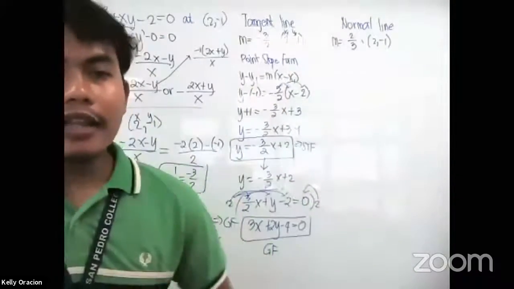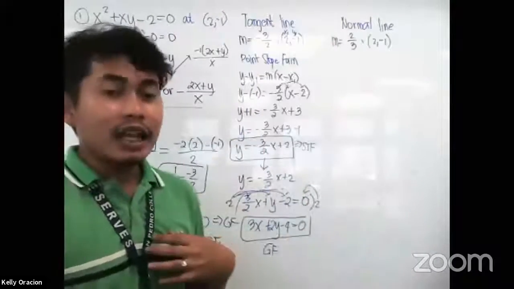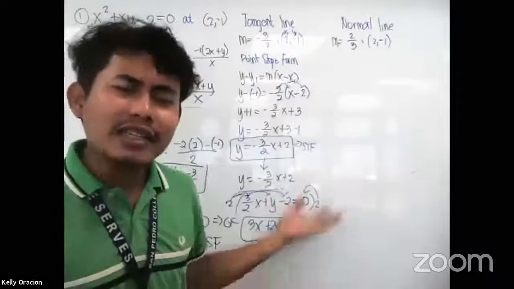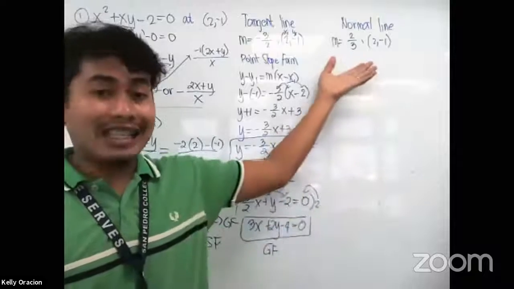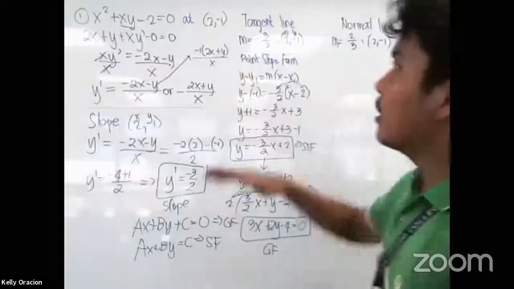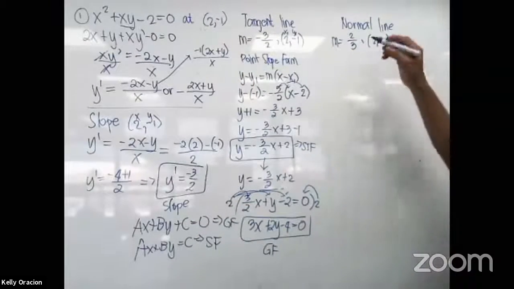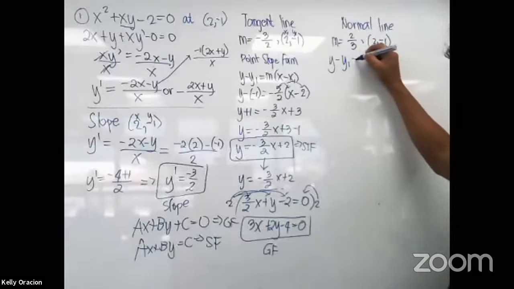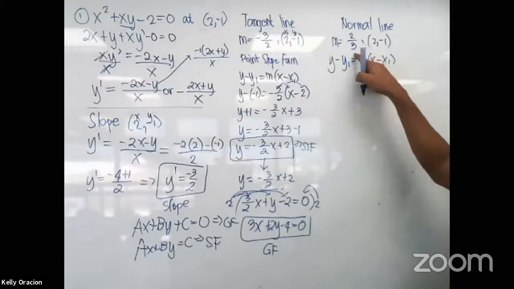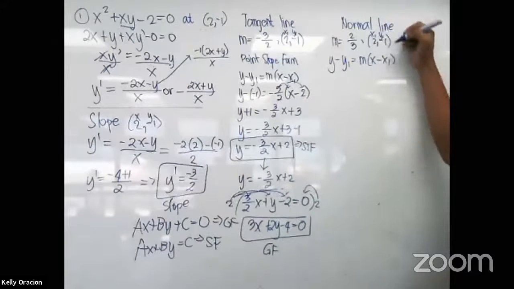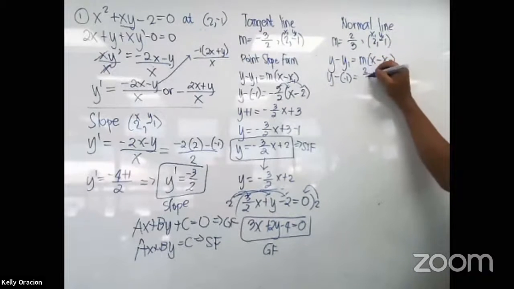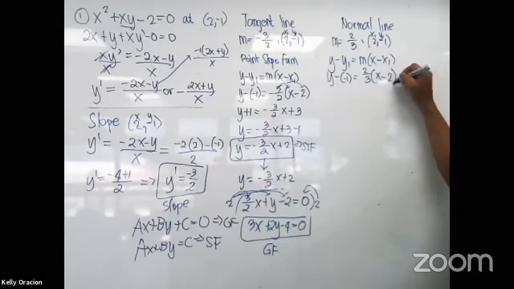So, let's continue. And for the normal line, kung ano yung process na ginawa natin dito, same process lang din para makuha ang normal line. So given the slope at saka a point, we are going to use the point slope form. This is the point slope form. Substitute x sub 1, y sub 1. So y minus negative 1. Our slope is 2/3, x minus 2.